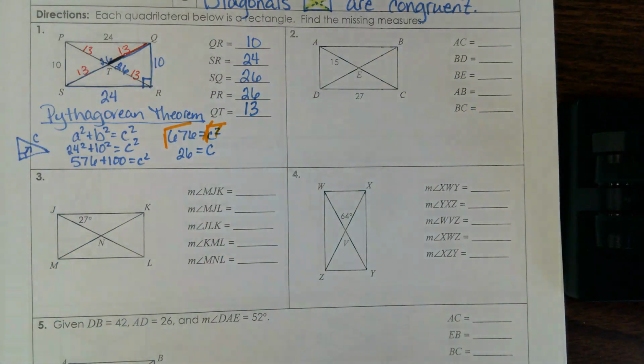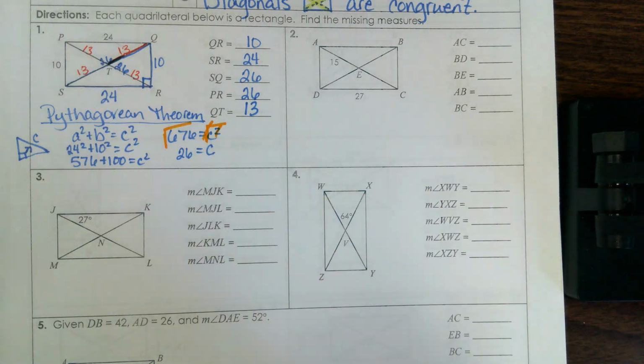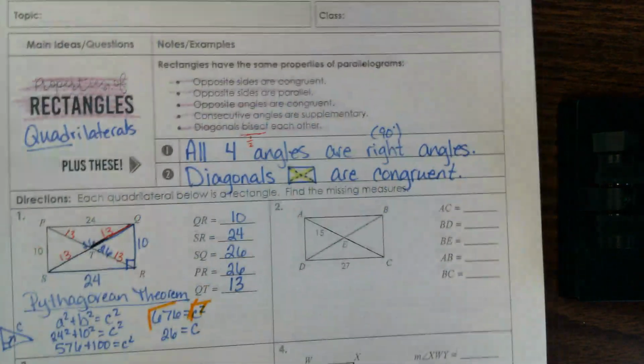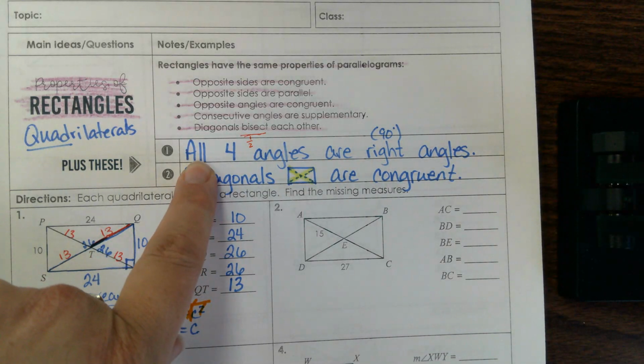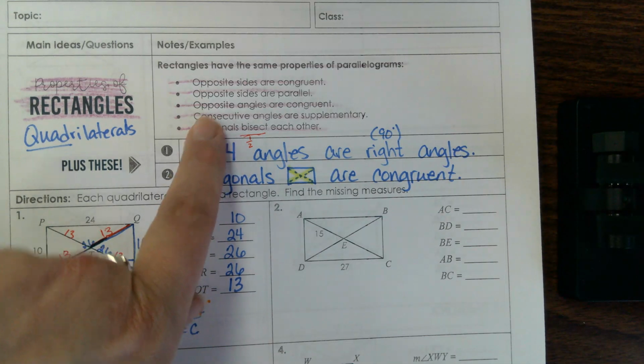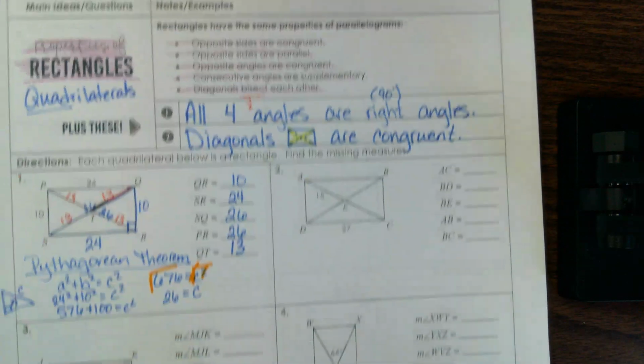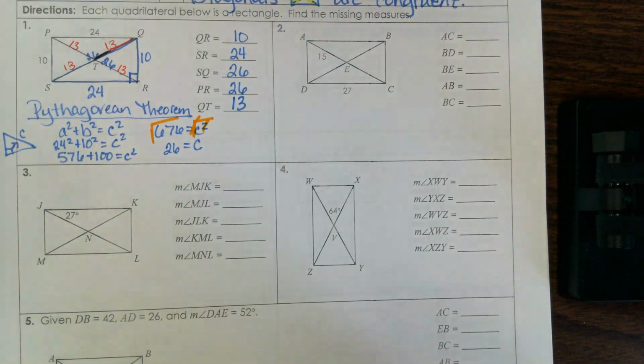Okay, I'm going to look at number 3 next, where we are focusing on the angles. So number 1, we are focusing on all of the segments. Now we're looking at angles. So just to review, I know that all 4 angles equal 90 degrees, opposite angles are congruent, and consecutive angles are supplementary. Okay, so those are the properties I'm going to use here to help me.